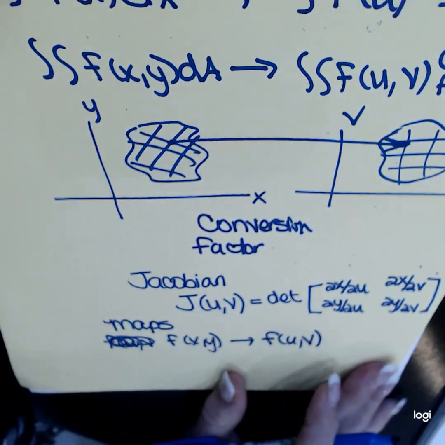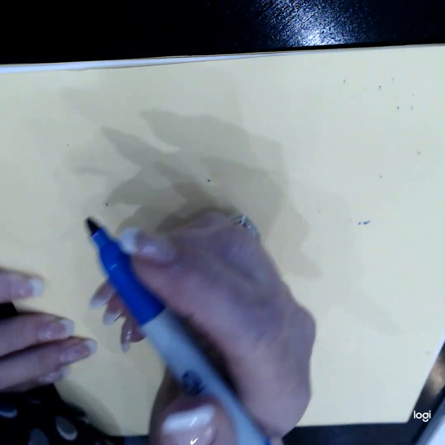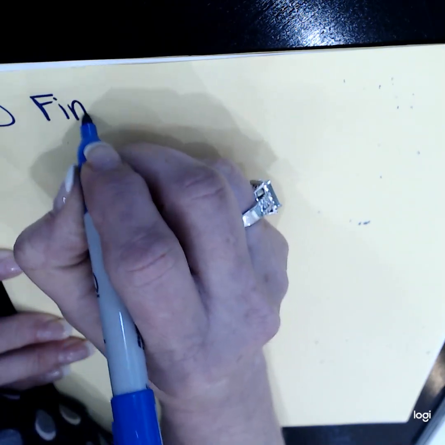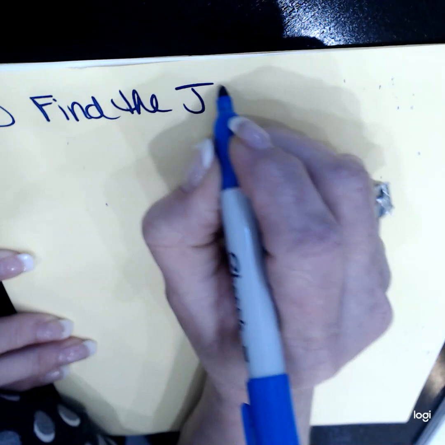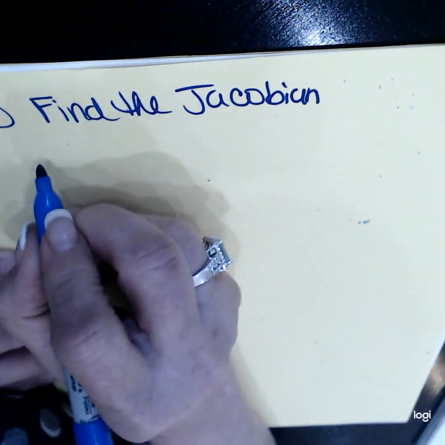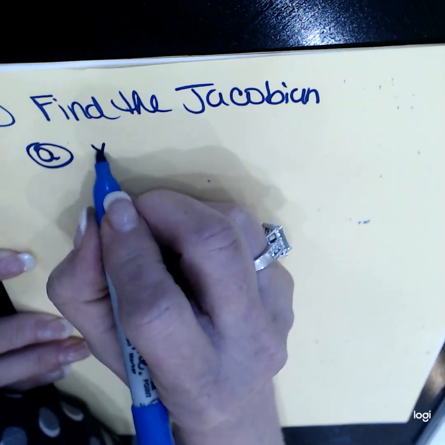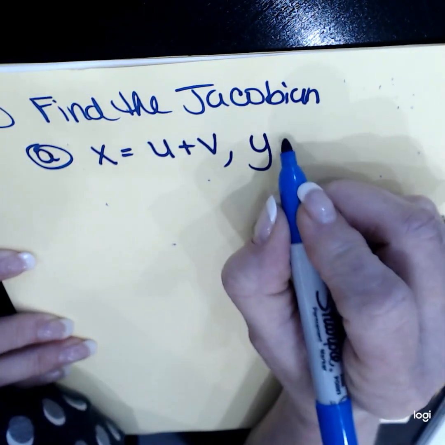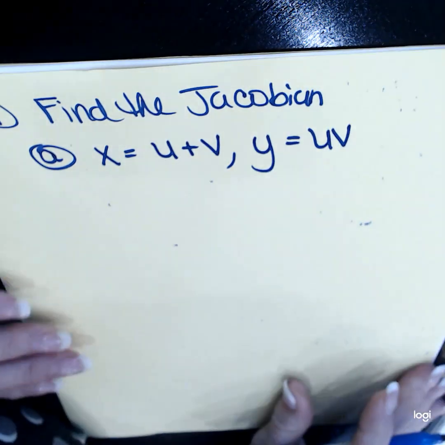So in this video, what I mainly want us to do is just look at how we can calculate the Jacobian. So let's look at a couple of examples here. Let's find the Jacobian for each of the following. We will start with our first example, where x is equal to u plus v and y is equal to u times v.